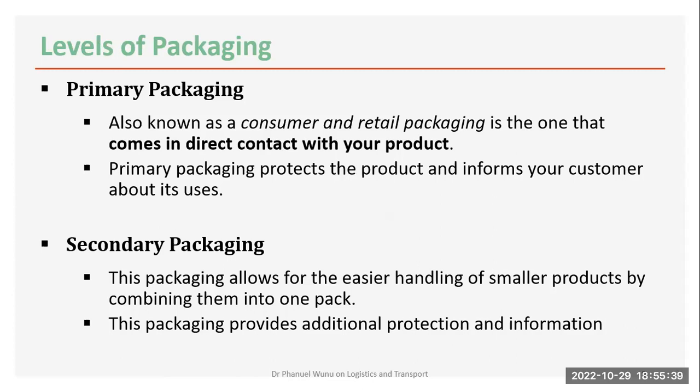The primary package are normally packages that come in contact with the product. So if you get a chocolate, these are the foil. Normally, it's in touch with the chocolate itself, so that becomes the primary package.